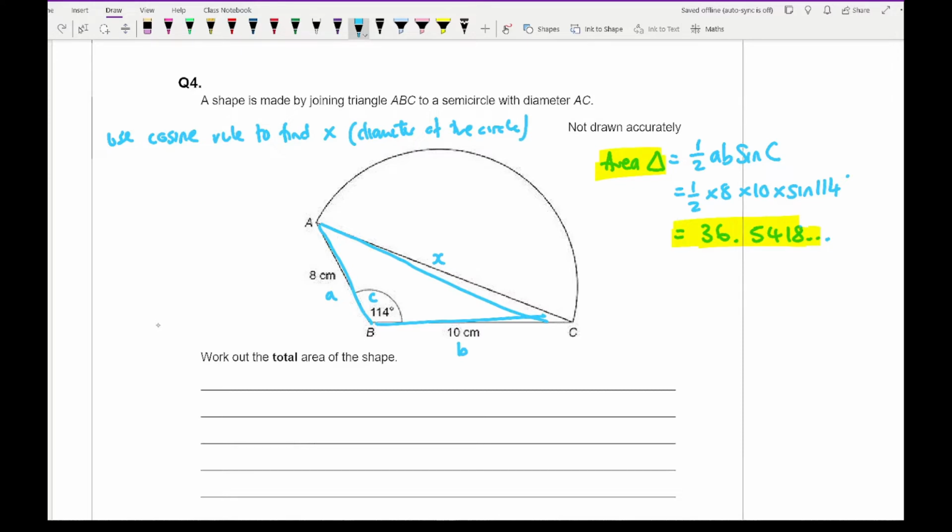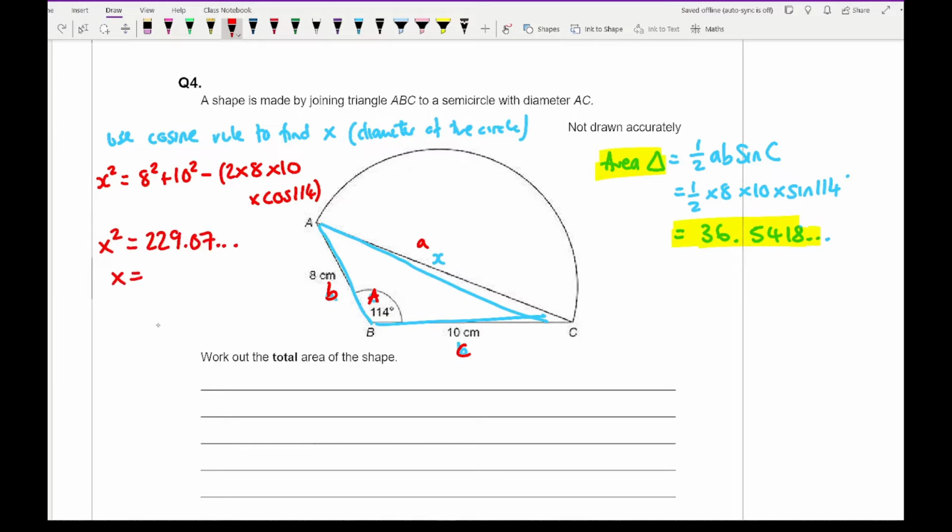Using the cosine rule, let's relabel this triangle. This is going to be A, that's little a, that's B, and that's C. So x squared equals 8 squared plus 10 squared minus 2 times 8 times 10 times cos 114. Typing that into my calculator, I get an x squared value of 229.07 and so on, and so x equals 15.135. That's the diameter of the circle.